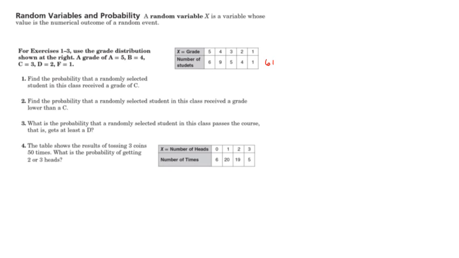So let's see, 6 plus 9 plus 5 plus 4 plus 1 would be 10 plus 15, which is 25 students. Okay. Find the probability that a randomly selected student in this class received a grade of a C. So if we look, C they said was 3. So here's my C's, and there's 5 students. So 5 out of the 25 students got a C.